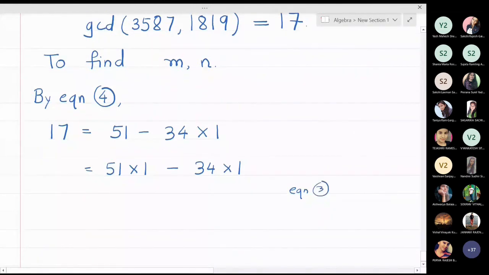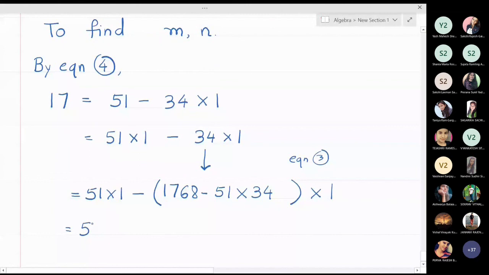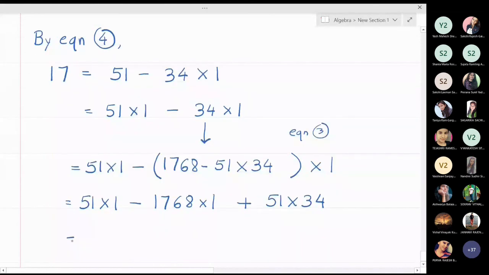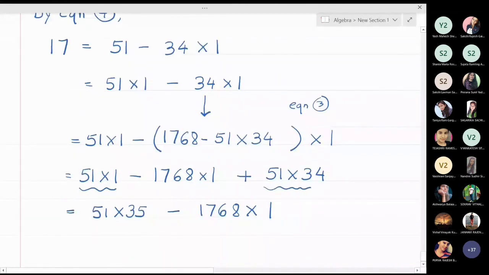So I have to replace this 34 now. I will write 51 into 1 minus 34, where 34 is replaced by 1768 minus 51 into 34, multiplied by 1 as it is. Now I will simplify this step: 51 into 1 minus 1768 multiplied by 1 plus 51 into 34 into 1, which is 51 into 34 as it is. To collect the important numbers 51 and 1768, I see that the first and the last have 51 common in them. So I have 51 one time and 34 times, which means that 51 comes 35 times minus 1768 multiplied by 1. So we have expressed 17 as a linear combination of 51 and 1768 from equation 3, because in equation 3, 51 and 1768 were the important numbers.